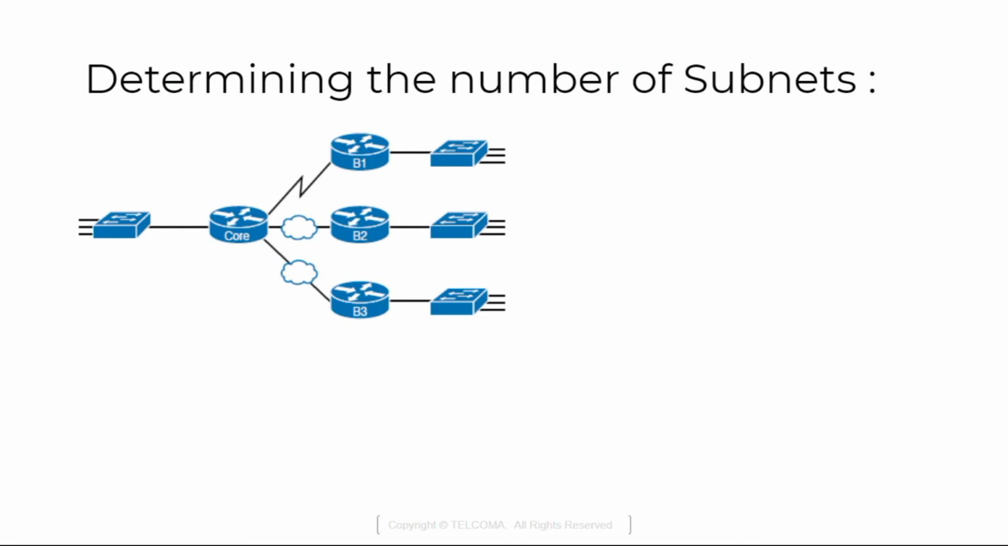Instead, we have to account for the fact that point-to-point links need a subnet with just 2 IP addresses, plus any analysis of one or more subnets.